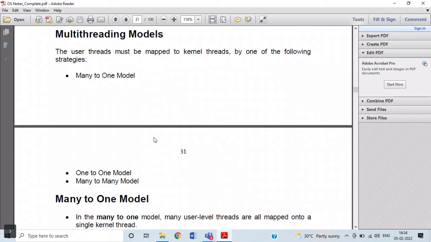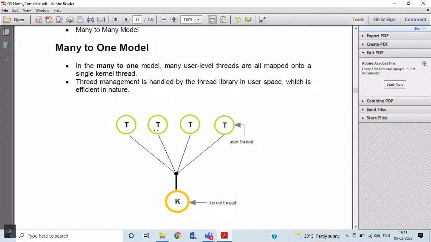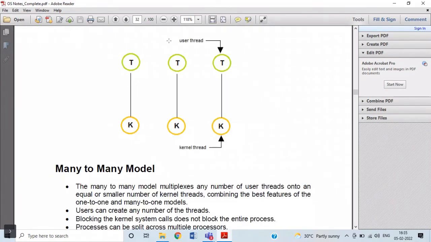Okay. So what do you mean by many-to-one model? By the name itself we know. So many user threads can be mapped to only one kernel thread. So this kernel thread will control these 4 threads. Okay. And one-to-one model, so one thread is controlled by one kernel. So each and every kernel is called as the one-to-one model. And many-to-many model, so many users will be controlled by the many kernels. That is called as the many-to-many model.